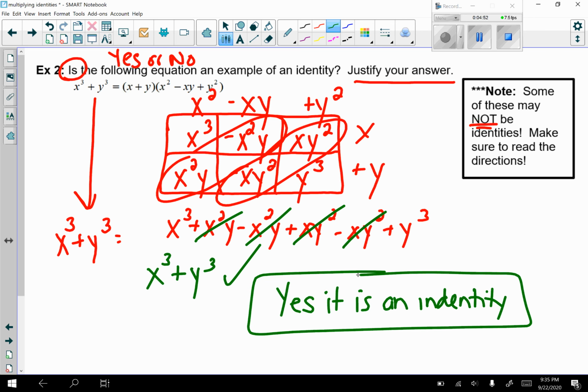So that's how we work with multiplying identities in algebra. The same is going to be true in future units. It doesn't have to be multiplication. Any kind of identity in algebra, you work with one side and you leave the other side alone.